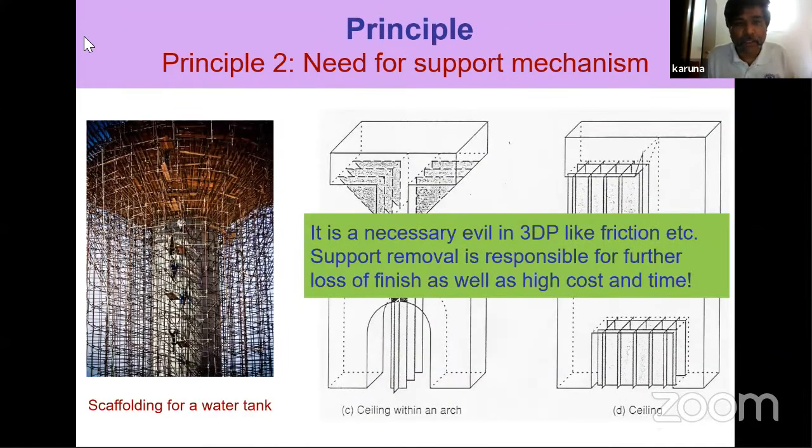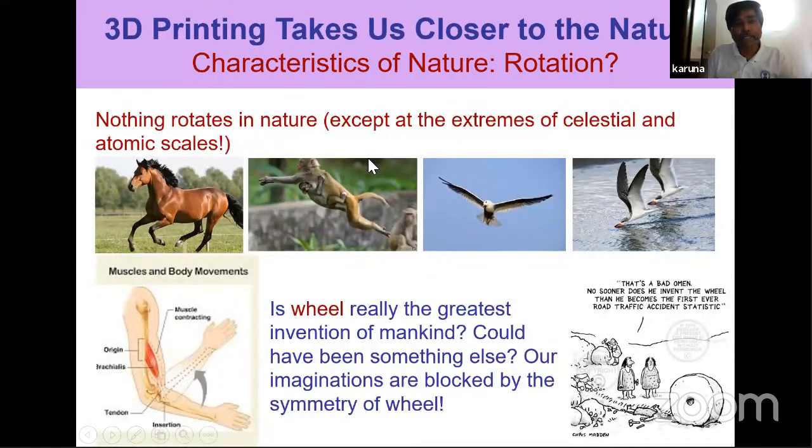Now I want to make quickly two claims for 3D printing. The first claim is: 3D printing takes us closer to nature. So I'll quickly go through some characteristics of nature. First, in nature, nothing rotates. You look at the locomotion happening in all these animals and birds, nothing rolls. Only we roll, because the wheel was invented in the Stone Age. After that, we became obsessed with symmetry.